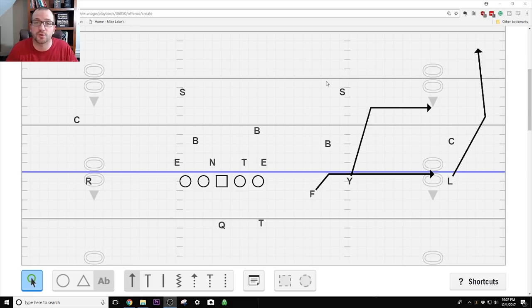I think the run and shoot is the greatest offense in the history of football. If you don't think that, you're wrong. Yeah, that's right. You were wrong. The run and shoot is the greatest offense ever invented.